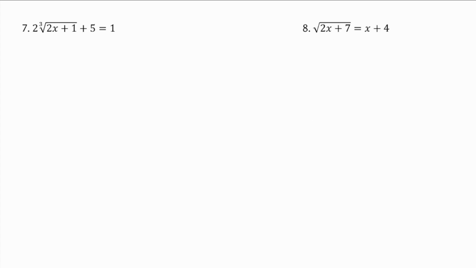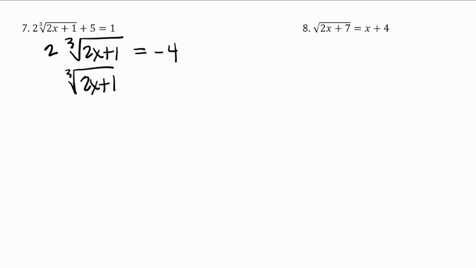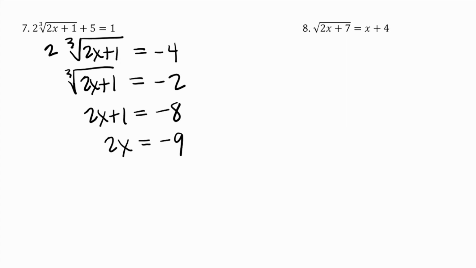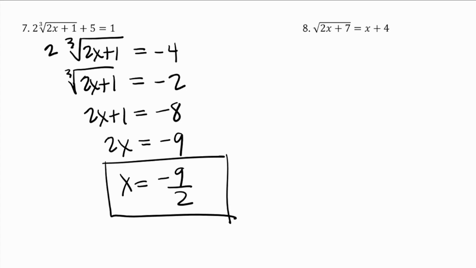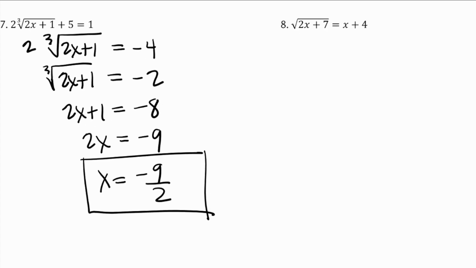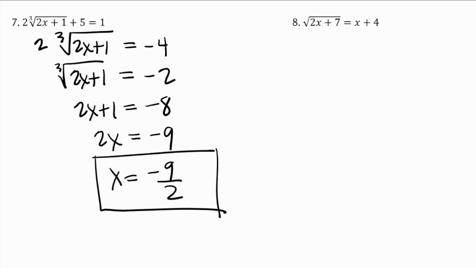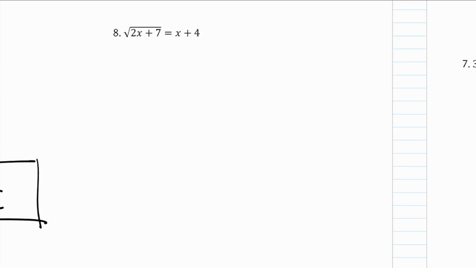All right, number 7 and 8, I think I'm going to just isolate the radical. Divide by 2. And cube both sides. Subtract 1. Divide by 2. And get yourself an answer. Okay, all I did on this one was cube both sides of the equation, so I don't need to worry about checking my answer. Okay, so it's going to be negative 4.5, right? So, yeah, I'm taking the cube root of negative 8, and that makes the equation true.